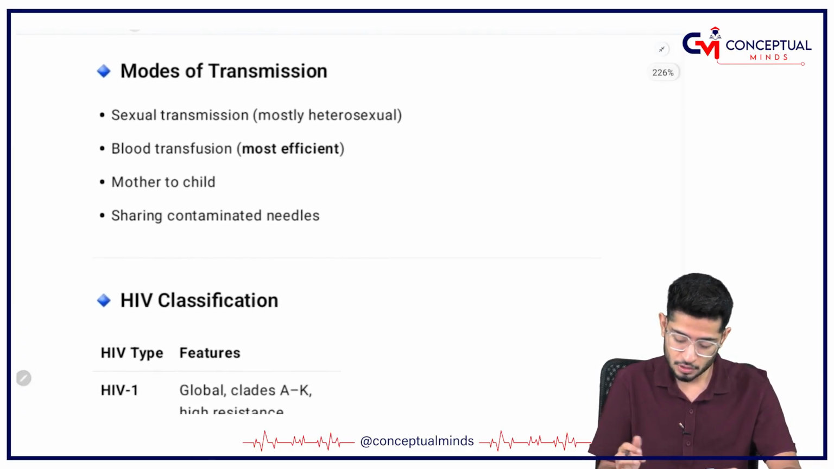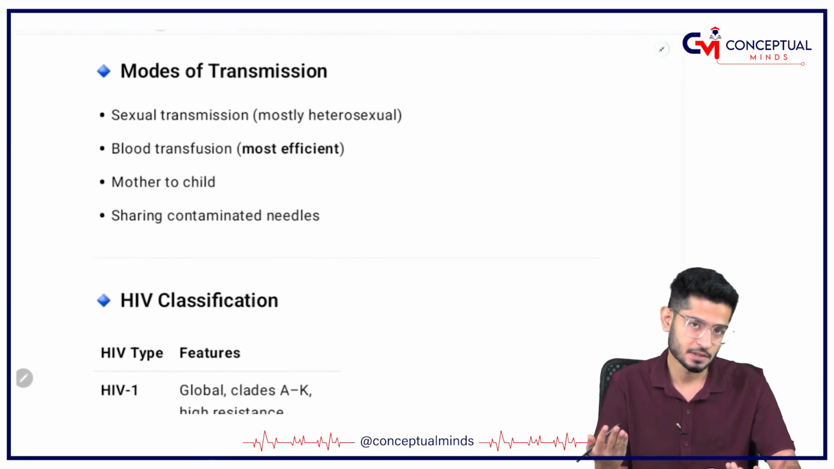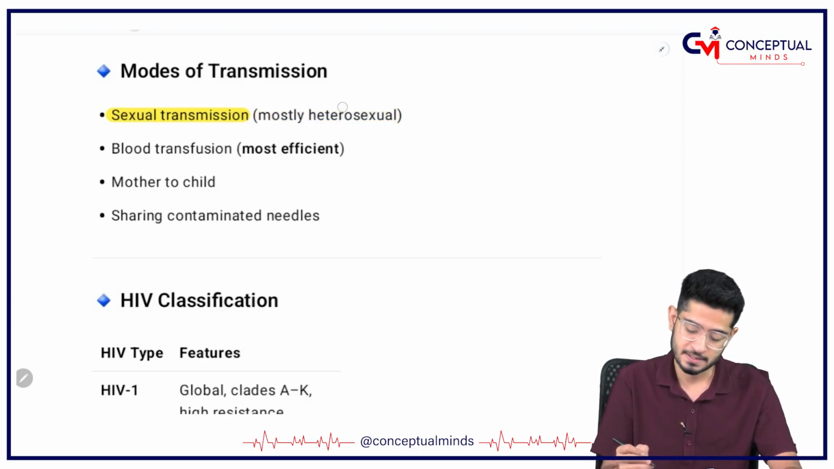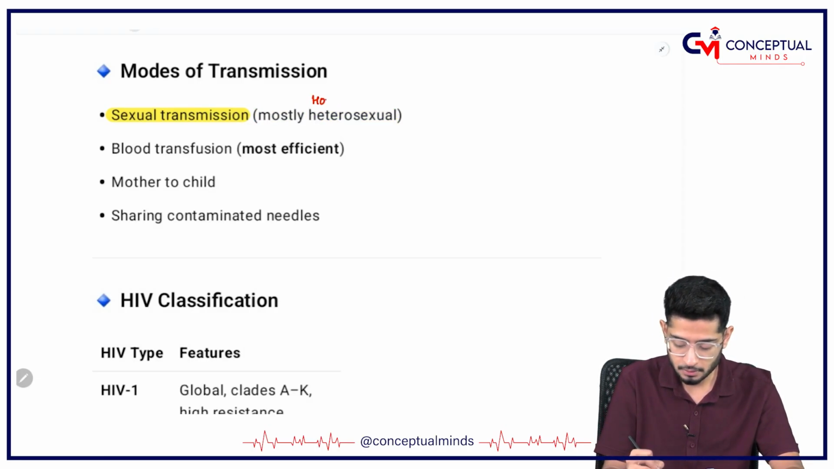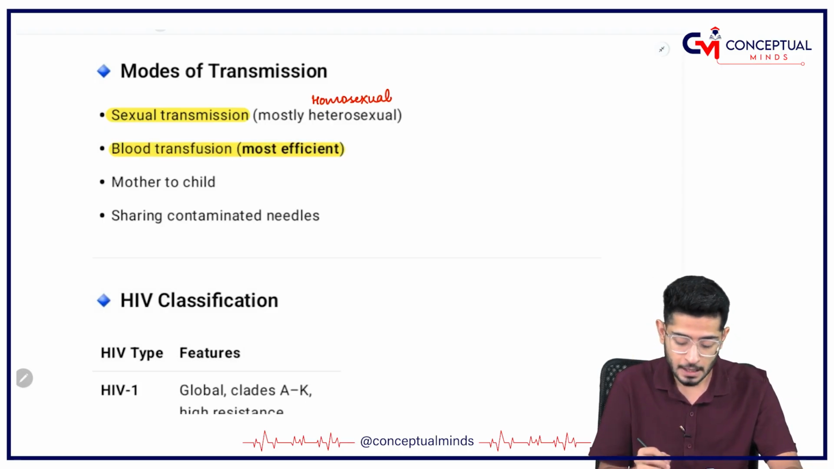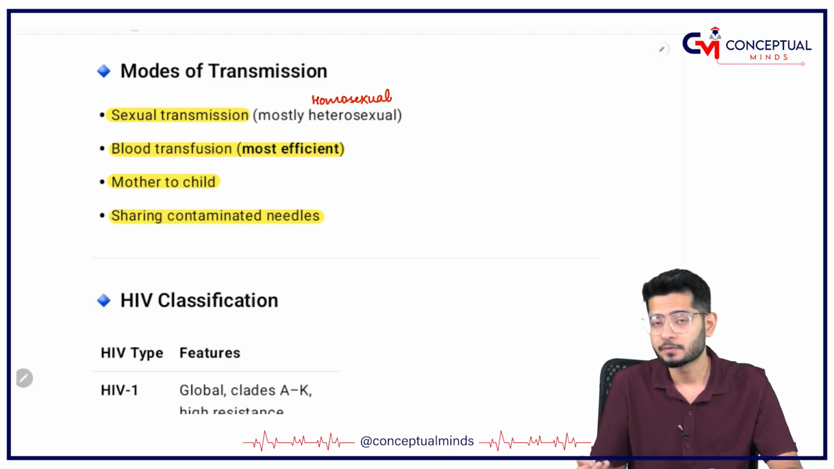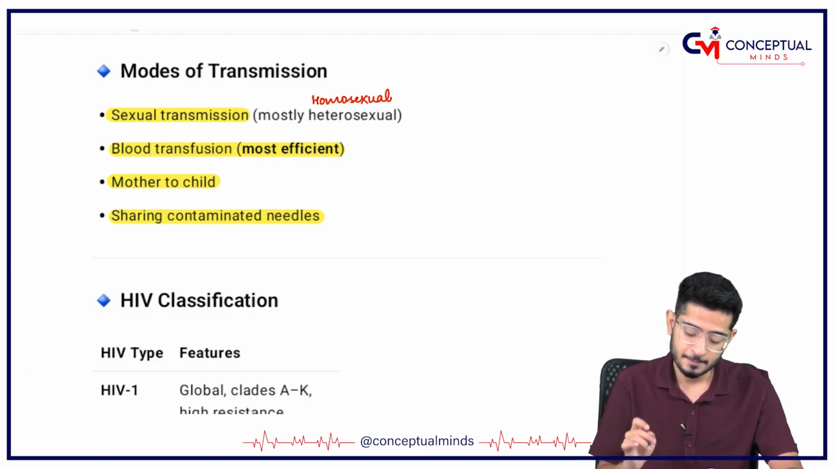Coming on to mode of transmission, remember that AIDS specifically has sexual transmission. Mostly the homosexual people have more chances of HIV and AIDS. But the most efficient way of transmission is blood transfusion. Mother to child transmission is also there, and sharing contaminated needles is also one of the causes in transmission of HIV and AIDS.